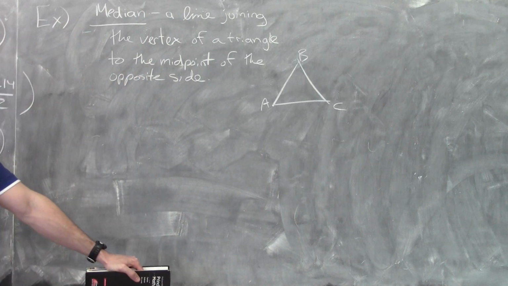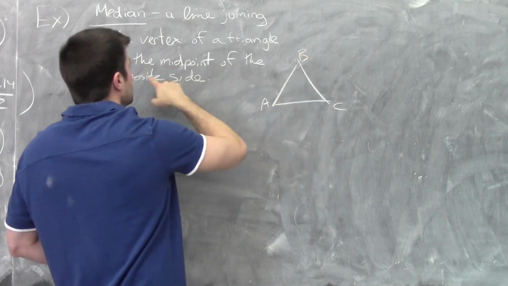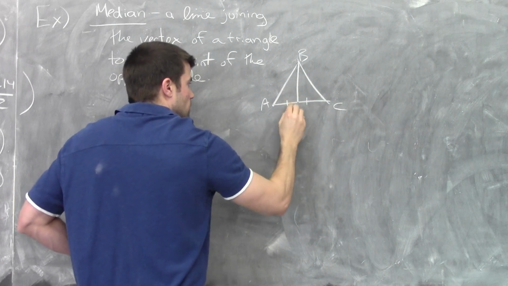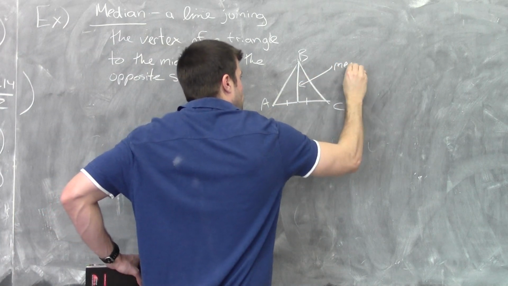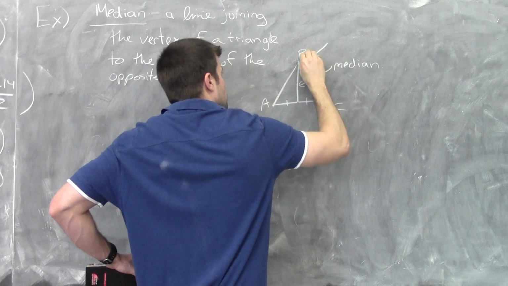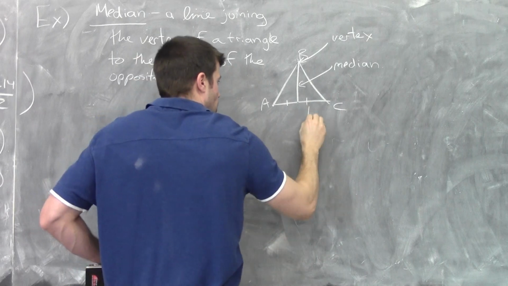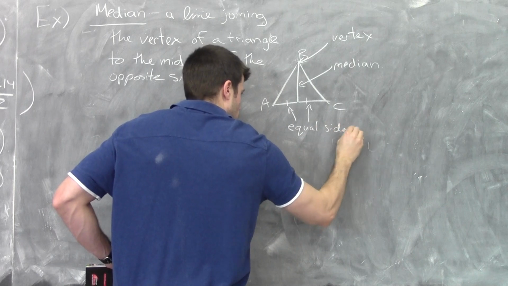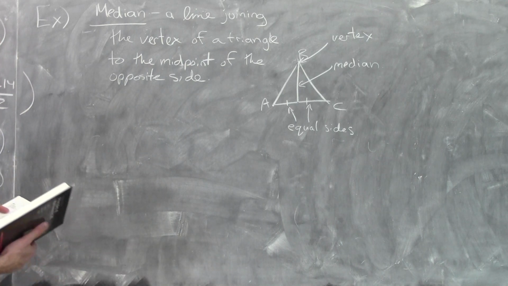Right, so if we wanted to draw a median, we'd have to draw a line joining the vertex, so let's say vertex B, to the midpoint of the opposite side. So that would be the vertex, where these two sides are the same. Okay, so this is the median. This is the vertex. And these are equal sides. Any questions there? All right.